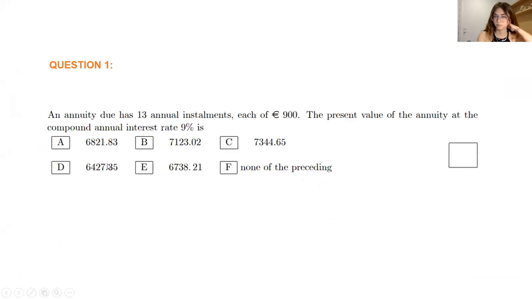What else do we have? This one is a bit computational. It's just an annuity due, so it's to see if you remember the formula for annuity dues. Here you have an annuity due that has 13 annual installments, each of 900, and they ask you the present value of the annuity if you have a compound annual interest rate that is 9%. So here you just remember and plug in the formula.